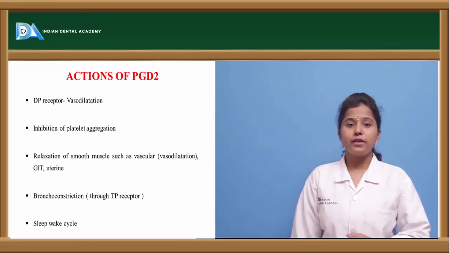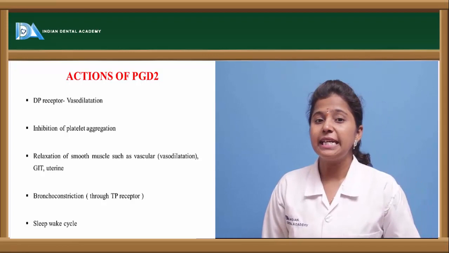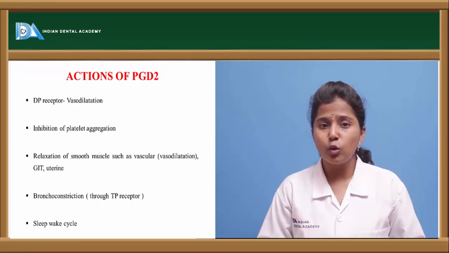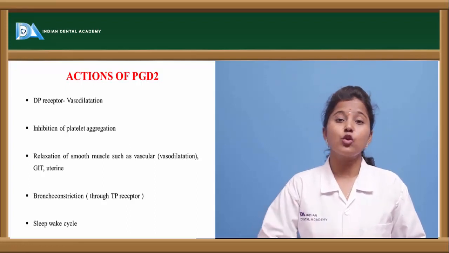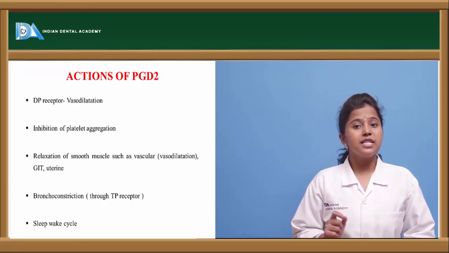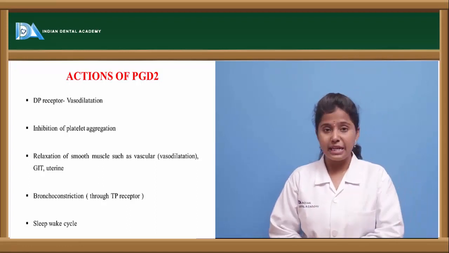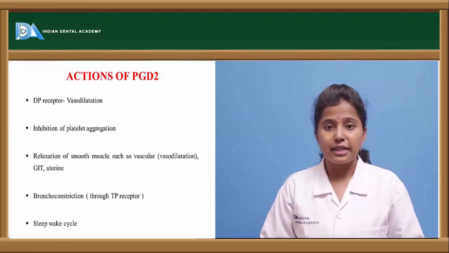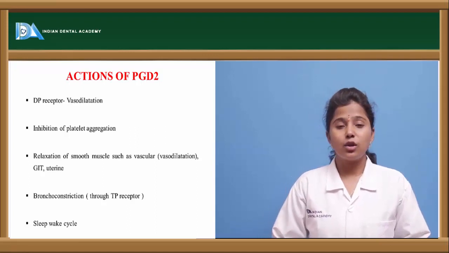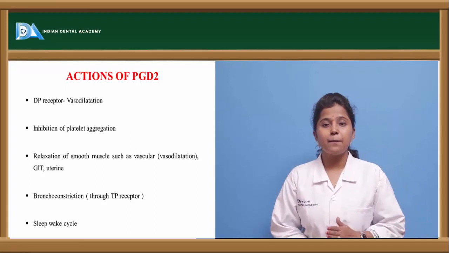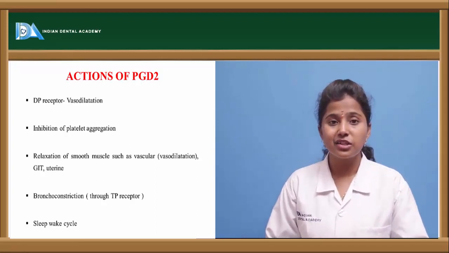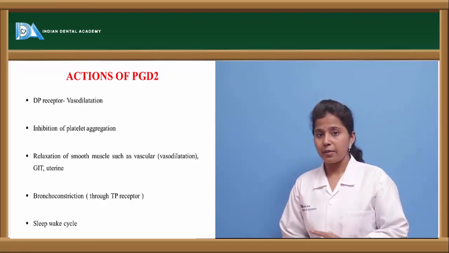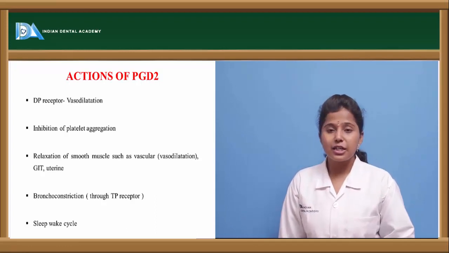Let us see a few of the actions of PGD2. PGD2 specially acts on DP receptors, whereas PGE2 acts on EP receptors as well as all the other types of receptors. But PGD2 binds only to DP receptors, that is PGD2 receptors, where it causes vasodilation. It causes dilatation of the vascular smooth muscles and it inhibits platelet aggregation, whereas PGE2 potentiates platelet aggregation.